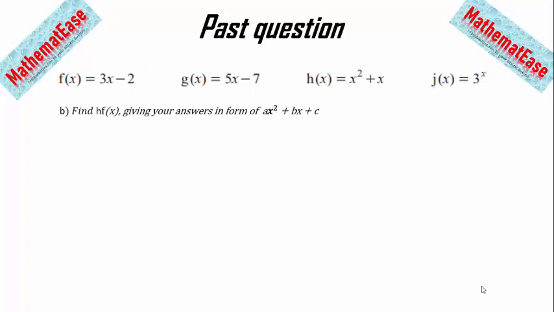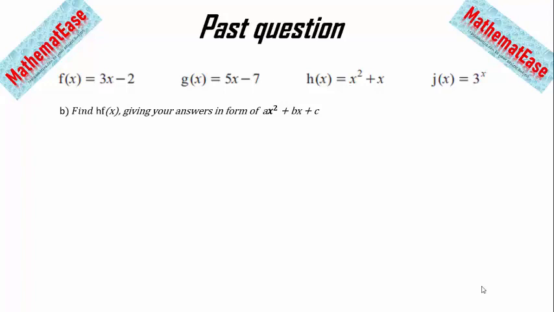Now, we want to find h of f of x, giving your answer in the form ax squared plus bx plus c. Please note, anytime the examiner gives you an instruction, please ensure you follow that instruction very well. By the time I want to get the final answer, ensure the answer is in that form.